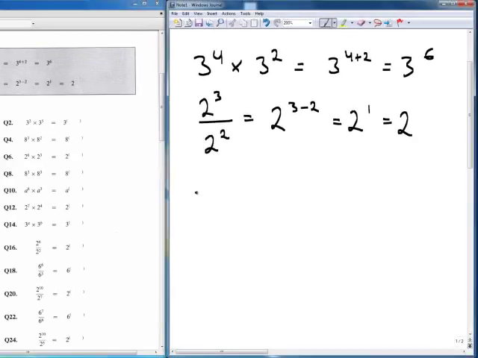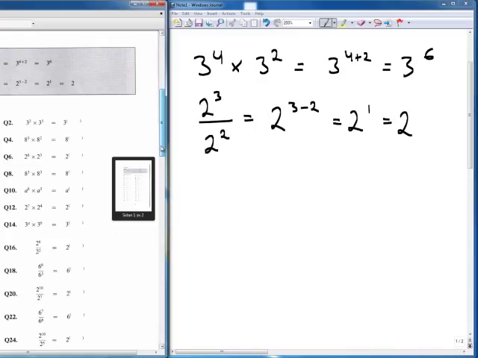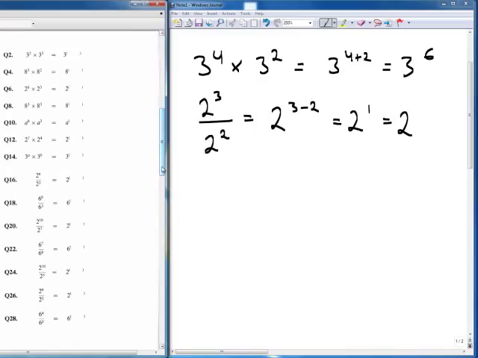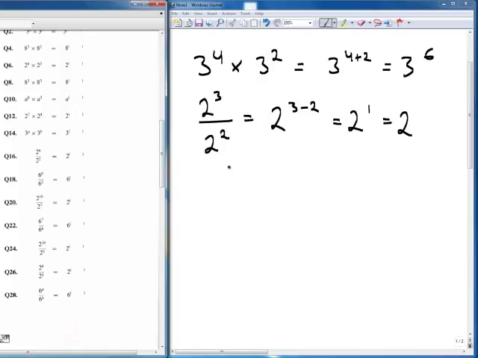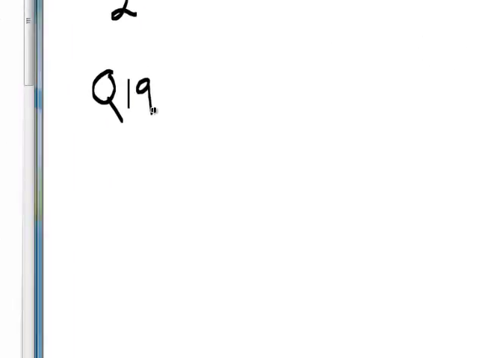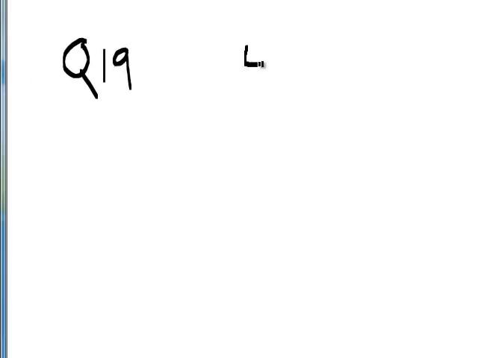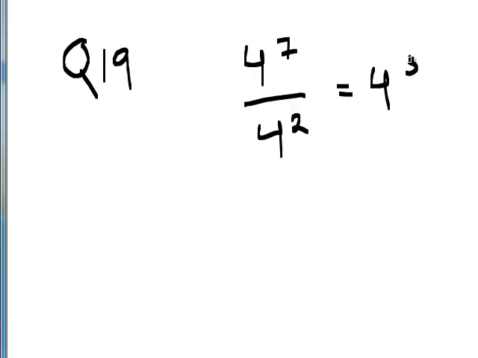Okay, so let's have a look at a couple of examples. How about question 19? So we have 4 index 7 divided by 4 index 2. Then we take first 4 and then this number minus this number. 7 minus 2 is 5. So we can write the answer right away.